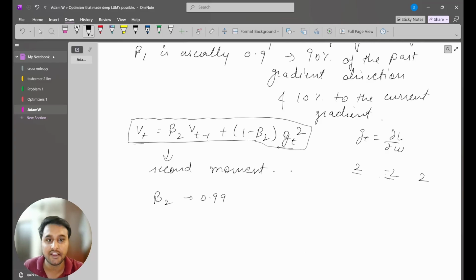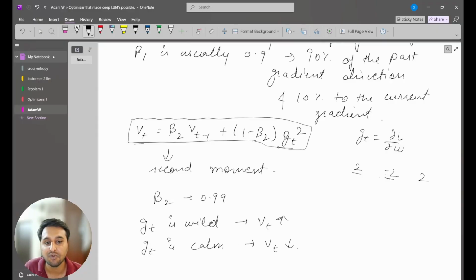So when the gradient is wild, GT is wild. Wild means bigger. Then VT is also large. And when GT is calm, then VT also calms.